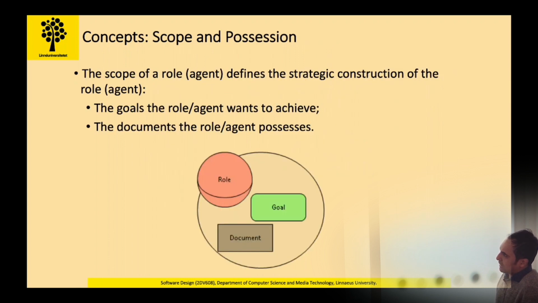And then there is scope. I think I already mentioned it. So we presented goal and document within the scope of this role. So this boundary defines the scope. Any other actors outside this scope cannot directly talk to this document or cannot directly take the responsibility of this goal unless they are delegated or unless they are authorized by this role.